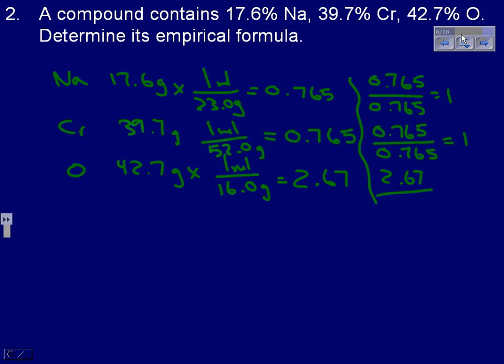2.67 divided by 0.765, and I have to calculate that. Just 1 second. Divided by, there we go, 0.765 equals, and this time I get 3.5. I actually get 3.48, 3.49, but that's close enough to 3.5.